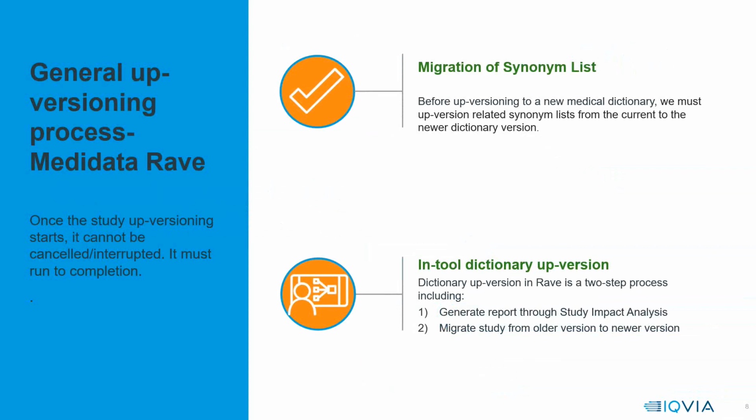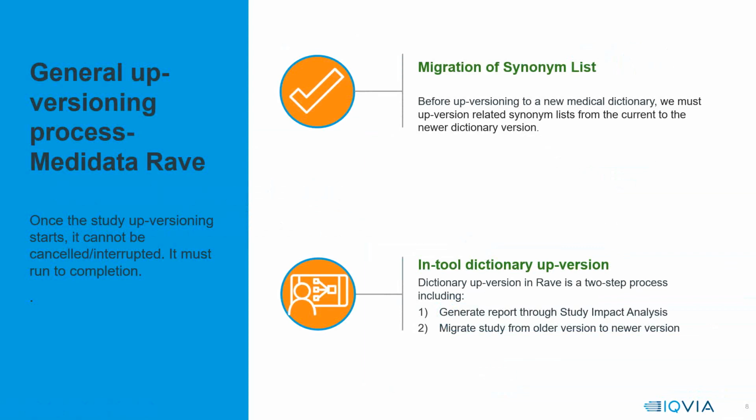For study upversioning, the coder would need to go to a study impact analysis through the administration dropdown on the main coder page. For the source dictionary information, there would be two fields that would need to be updated. One is the source dictionary information.